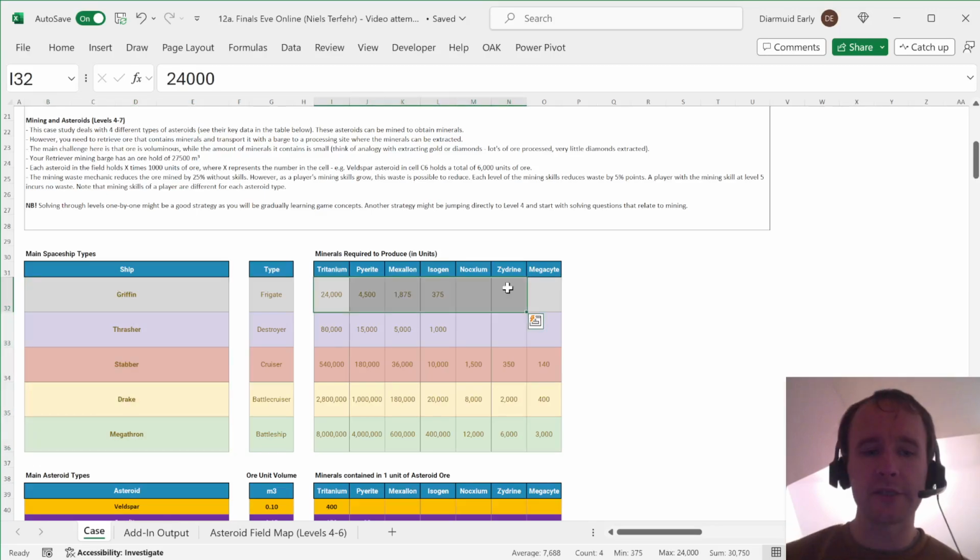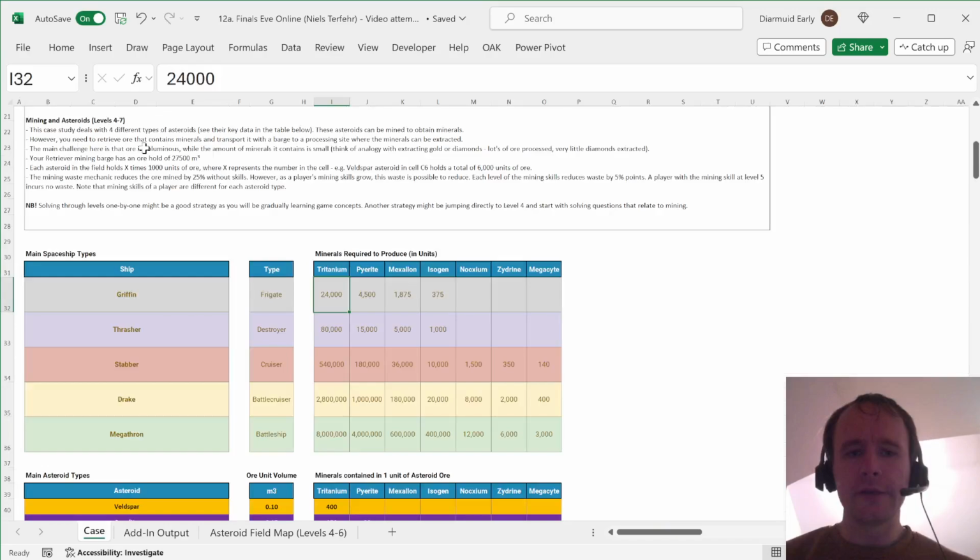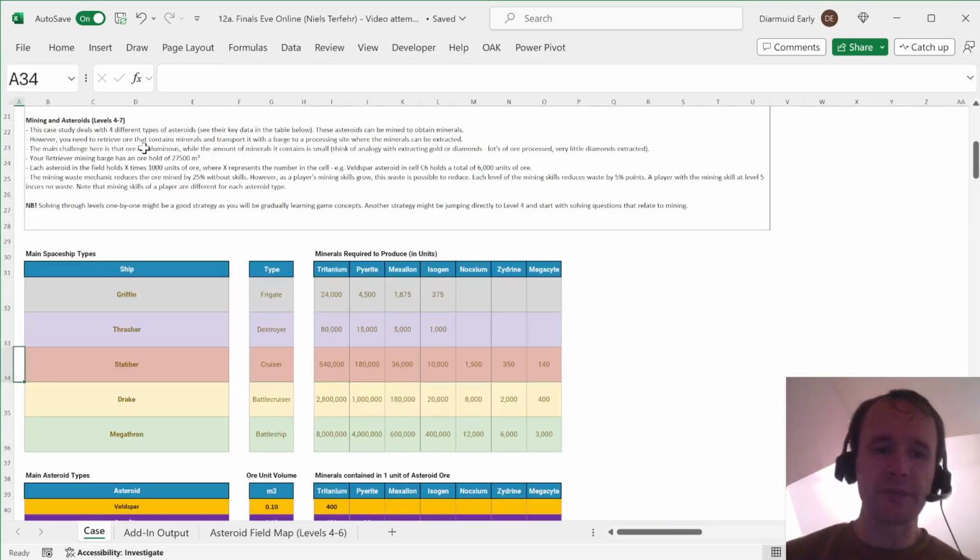These minerals are traded on a market in the game, and EVE Online has its own Excel add-in that lets you download trading history for those. So the second tab is called Add-in Output, and that has the market history of prices for each of the 7 minerals spread out there. We're going to be interested in the prices of all the minerals to create a ship at different points in time. That's basically the first half of the case.